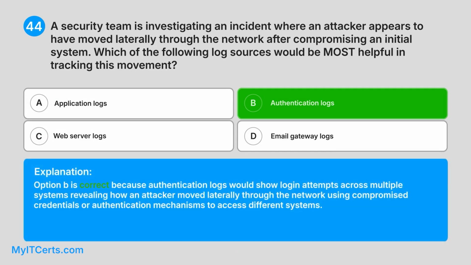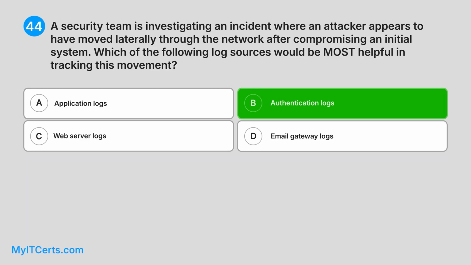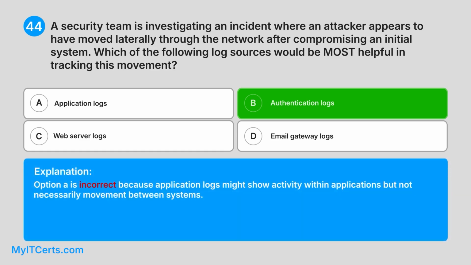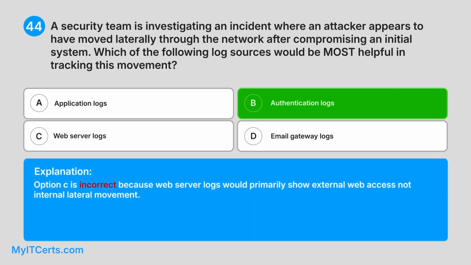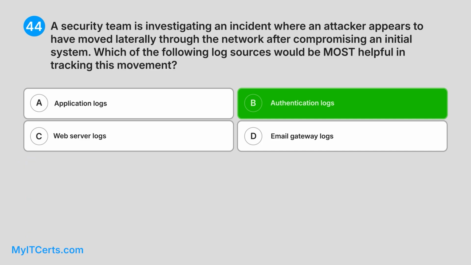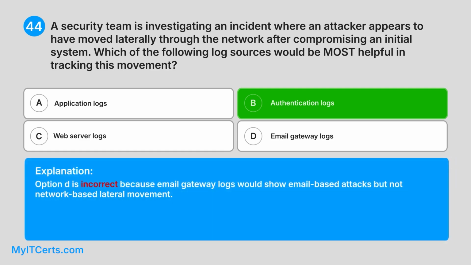Explanation. Option B is correct because authentication logs would show login attempts across multiple systems, revealing how an attacker moved laterally through the network, using compromised credentials or authentication mechanisms to access different systems. Option A is incorrect because application logs might show activity within applications, but not necessarily movement between systems. Option C is incorrect because web server logs would primarily show external web access, not internal lateral movement. Option D is incorrect because email gateway logs would show email-based attacks, but not network-based lateral movement.